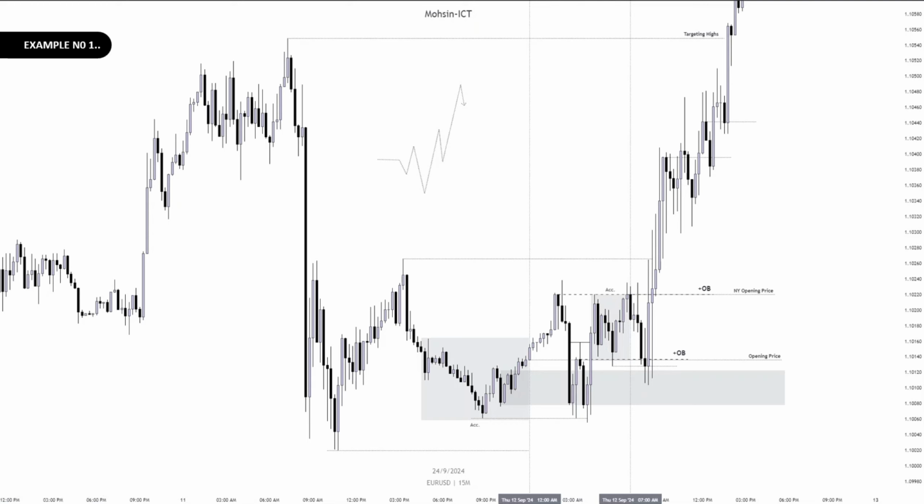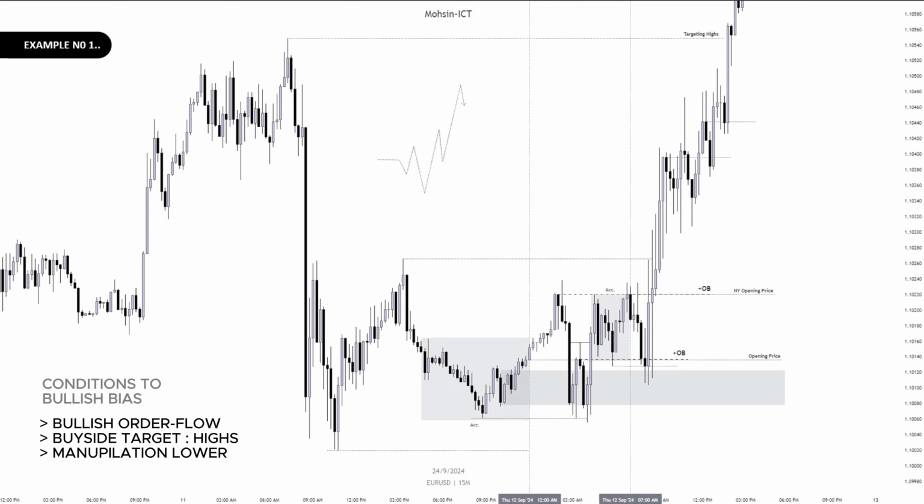All the conditions of bullish daily bias are met, which were bullish order flow, rejecting lows, targeting highs, and a manipulation lower. So now we conclude that our bias is bullish and get the entry from the first bearish candle. This can be right here on the lower time frame or here or even here.